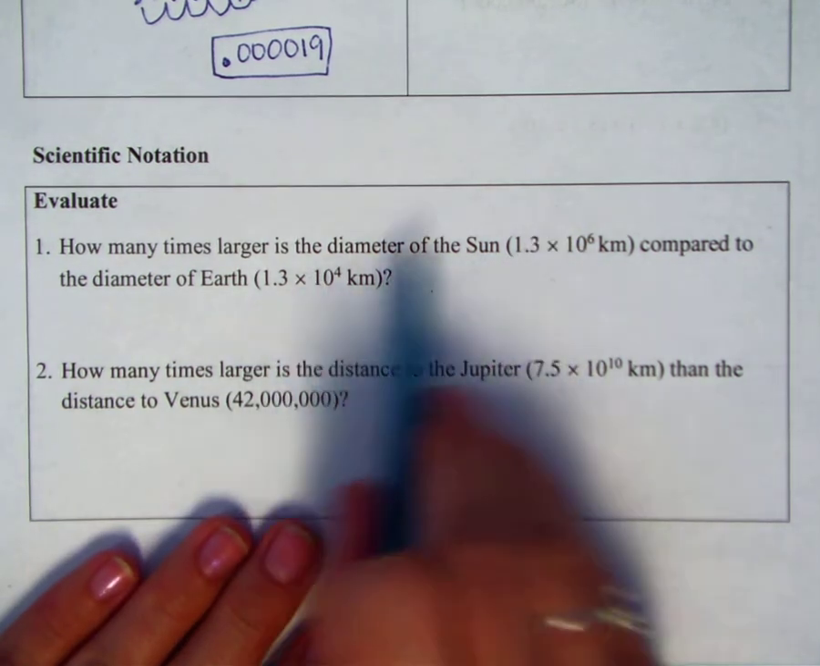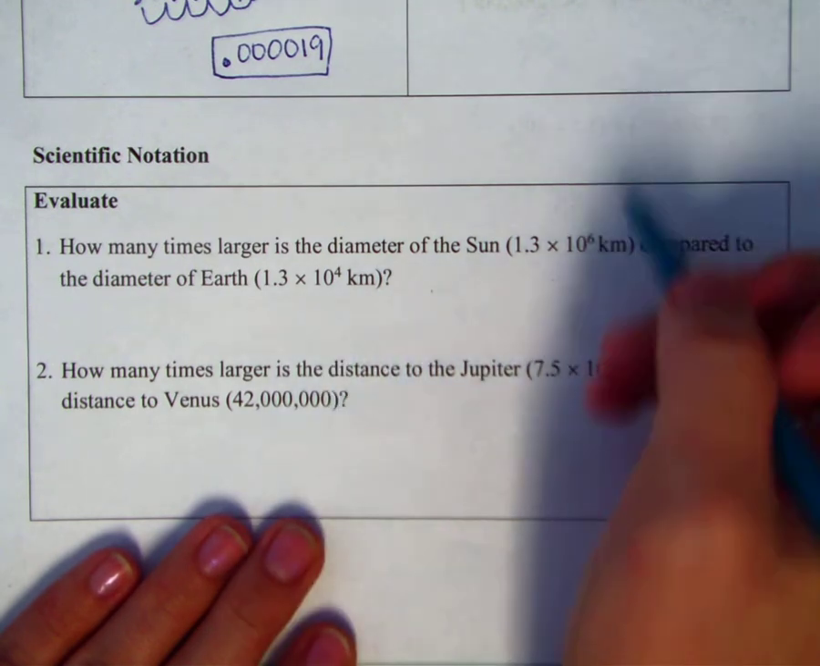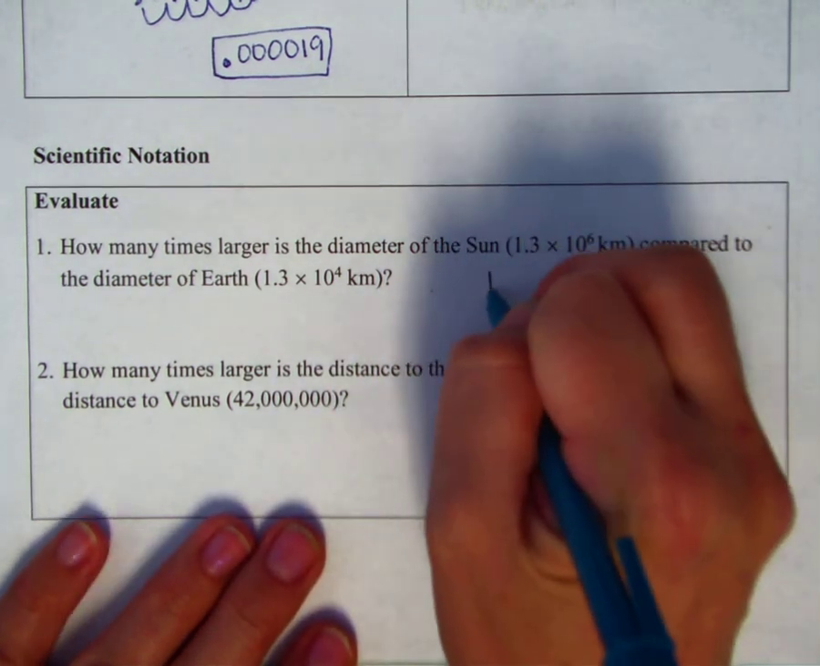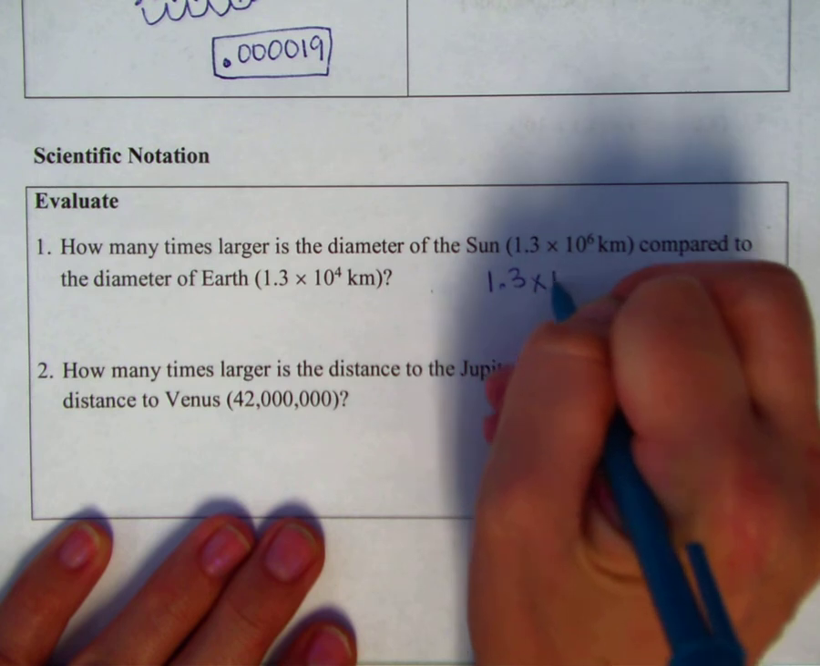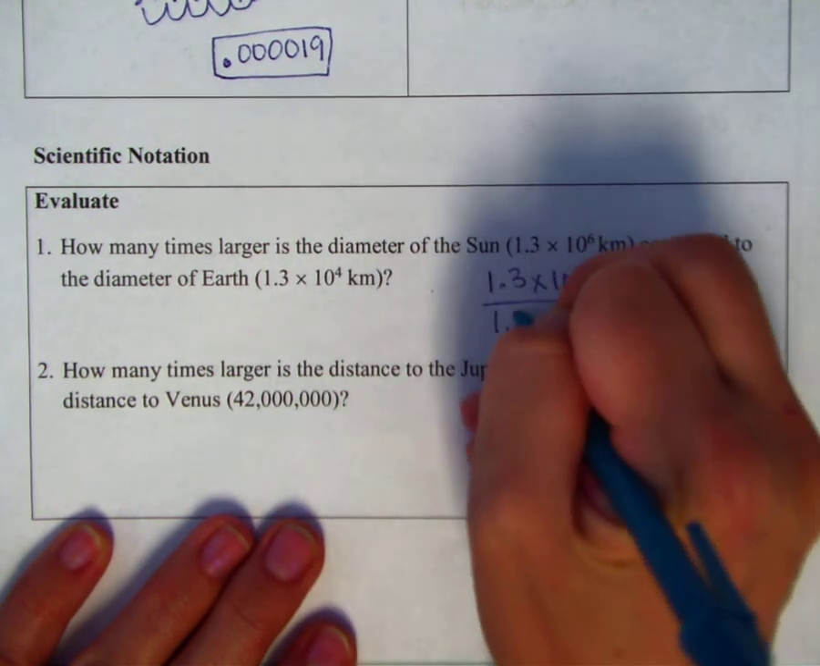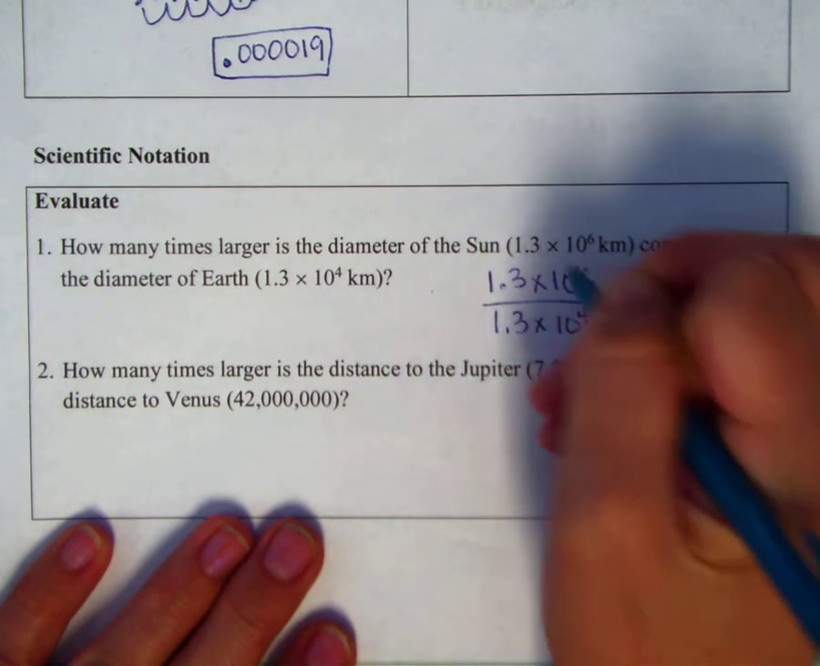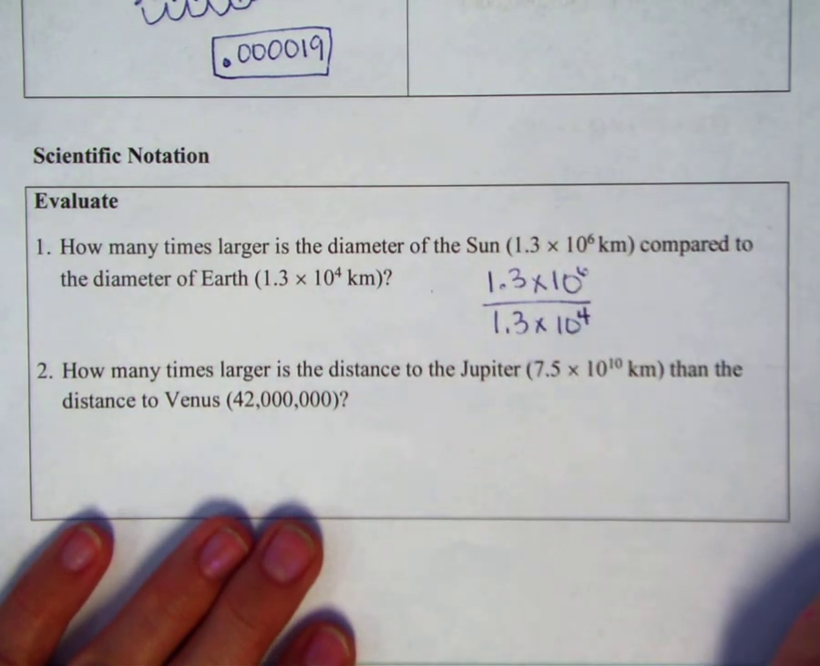So if I want to know how many times bigger one number is versus the other, I'm essentially dividing them, okay? So I'm going to take the larger number, which is the sun, so 1.3 times 10 to the 6th, and I want to divide it by the earth, 1.3 times 10 to the 4th. Okay, so again, anytime you want to know how many times bigger one is versus the other, you're dividing them.